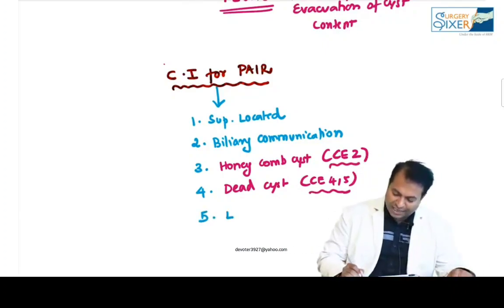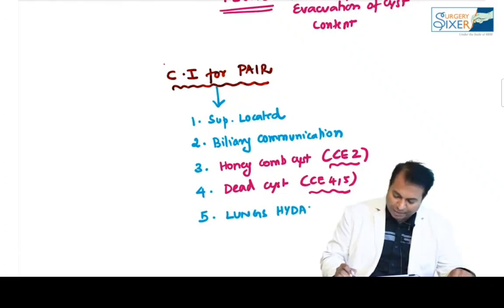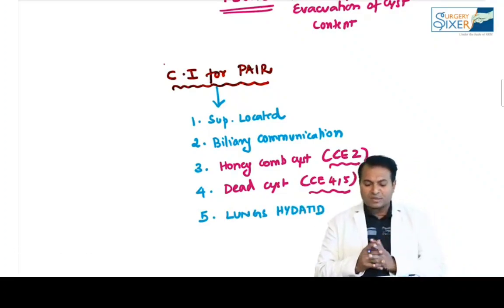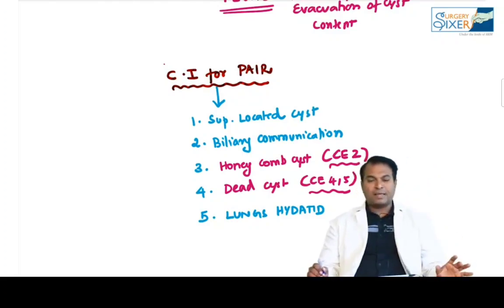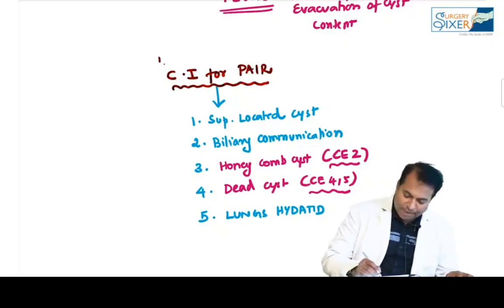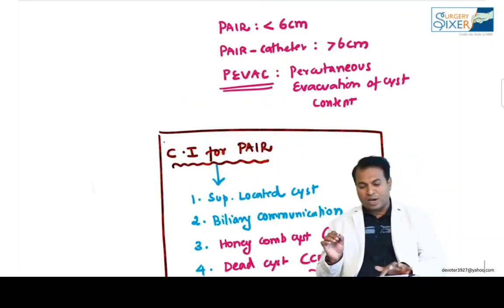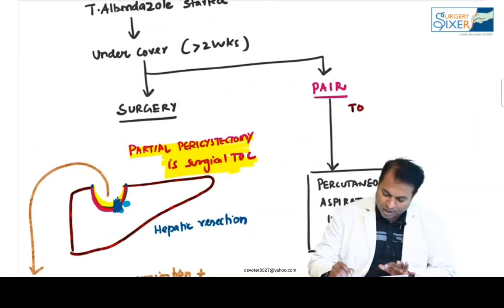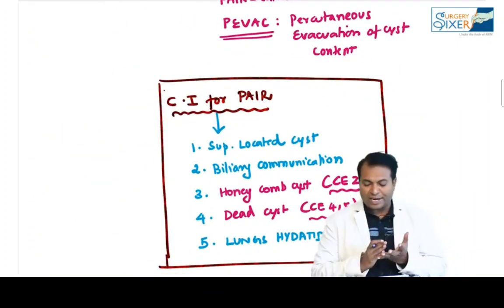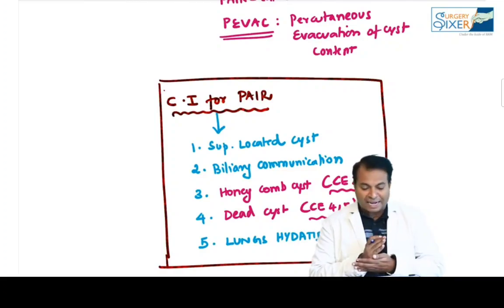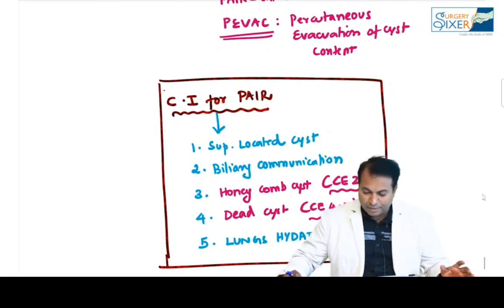And where else is PAR contraindicated? In lungs. Lung hydatid: we cannot do PAR because they don't have the ectocyst. So PAR is contraindicated for superficially located cyst, presence of biliary communication, honeycomb cyst, dead cyst, and lungs. Okay, these are the places where PAR should not be advised. Otherwise, the treatment of choice for hydatid cyst today is PAR, but there are certain contraindications. Don't forget those contraindications. I hope you understood the 3 infections.